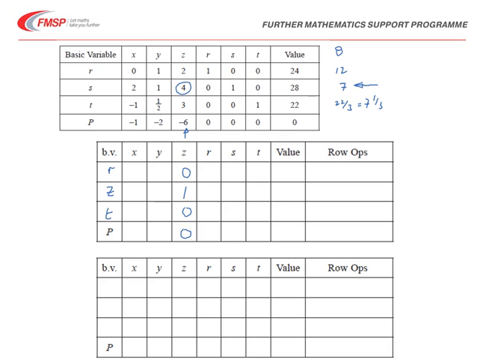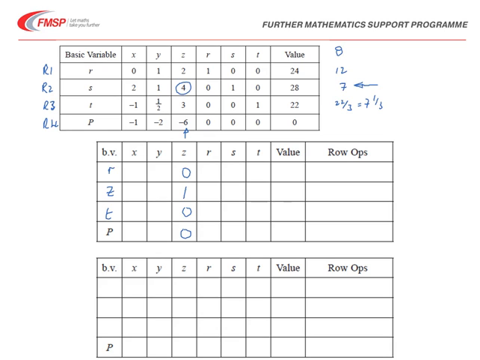Now to do that, what we tend to do is to label these rows. So we call them R1, R2, R3 and R4. So these are the row operations that are referred to at the end of the table here.